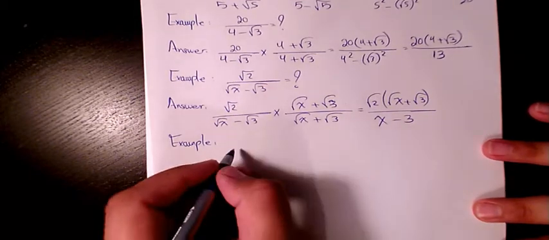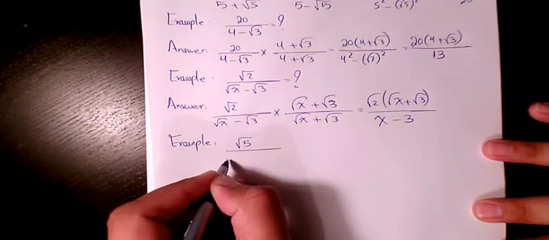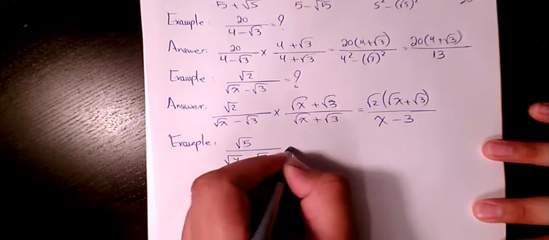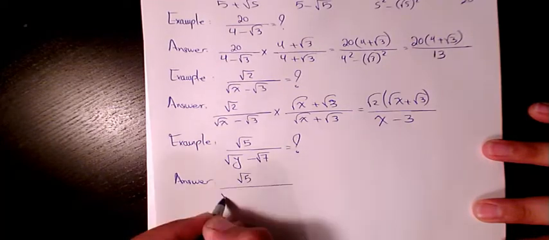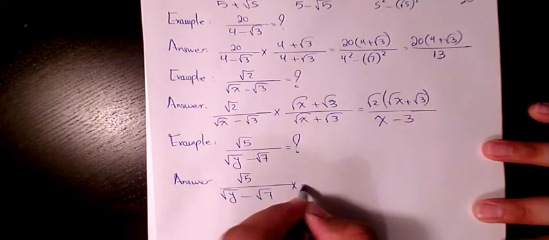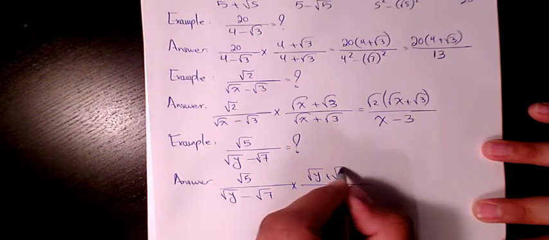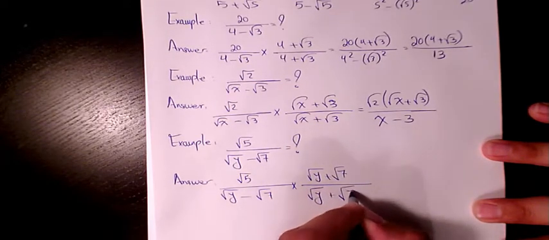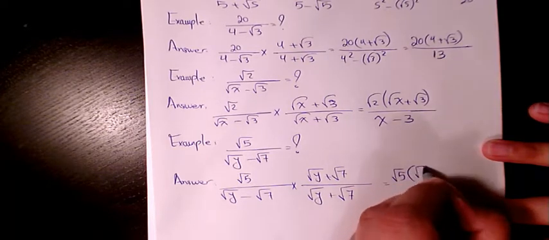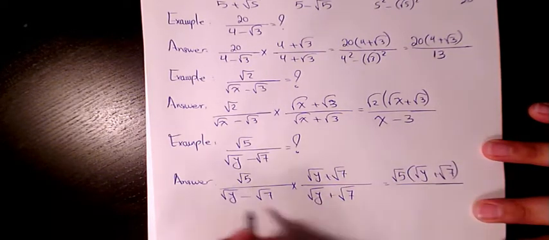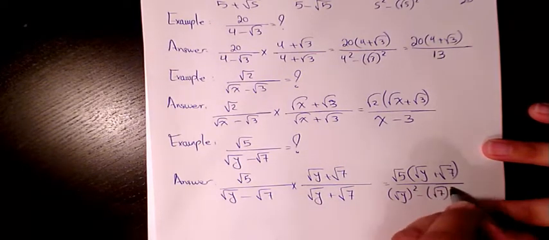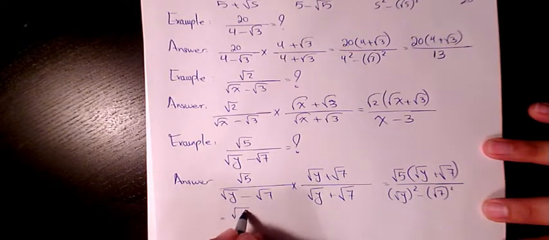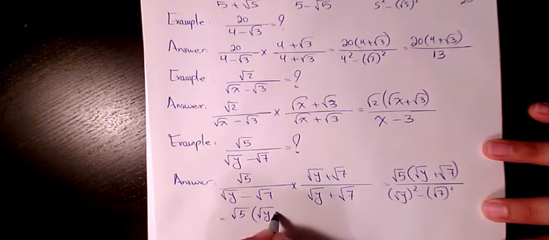Next example is root 5 divided by root y minus root 7. Answer is root 5 divided by root y minus root 7 times root y plus root 7 divided by root y plus root 7. That's going to be root 5 times root y plus root 7 divided by root y squared minus root 7 squared, which makes it root 5 times root y plus root 7 divided by y minus 7.